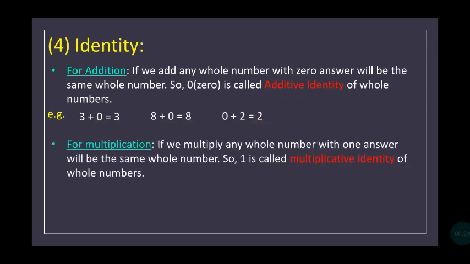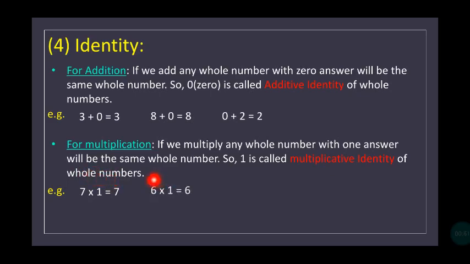Let's see now for multiplication. If we multiply any whole number with 1, the answer will be the same whole number. See, for example, if we multiply 7 with 1, the answer is again 7. 7 ones are 7.